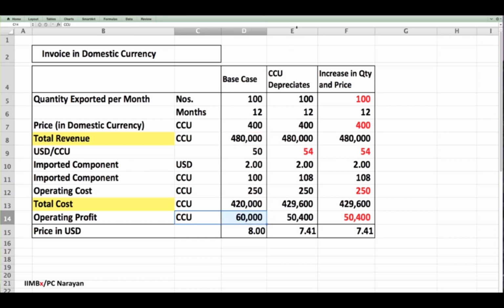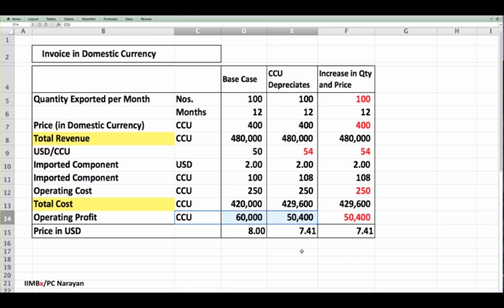Now let's look at the situation when the USD CCU exchange rate changes to 54. That is, the CCU depreciates and therefore the exchange rate now is 50 to 54. What does this do to the profitability of the Utopian exporter? His cost of import goes up from 100 to 108. His operating cost remains the same and his total cost goes up from 420 to 429.6, which means his operating profit drops from 60,000 to 50,400.